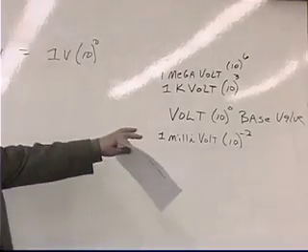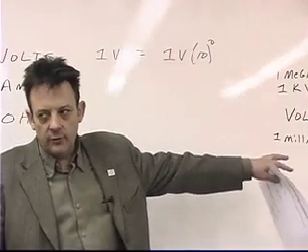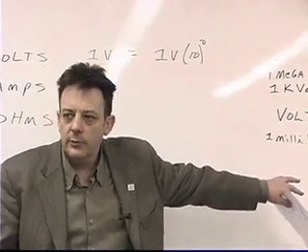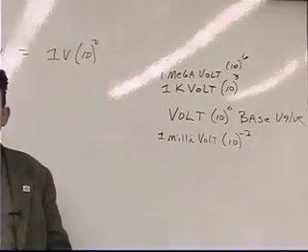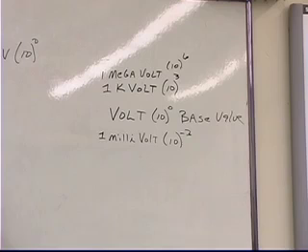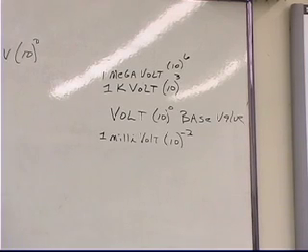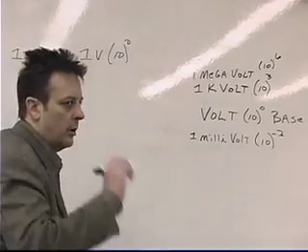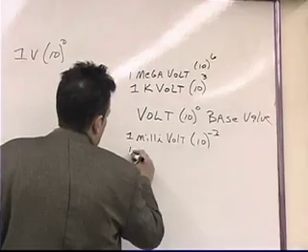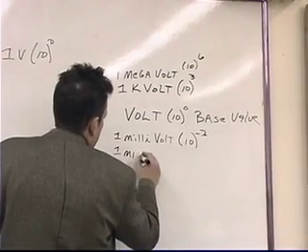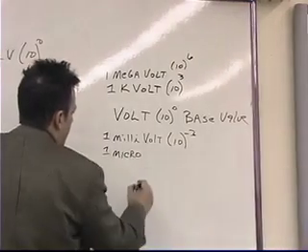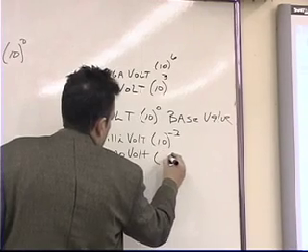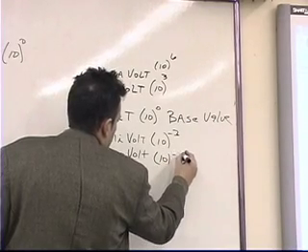Let's move down, using engineering notation, to the -6th power. What would the metric prefix be for an exponent that's raised to the -6th power? Micro. Good. That would be 1 microvolt, and that would be 10 to the -6th power.